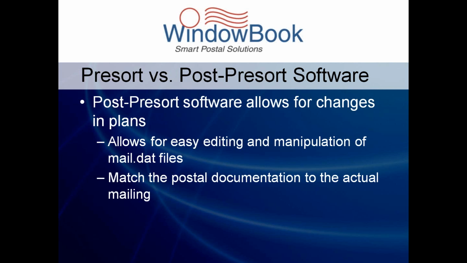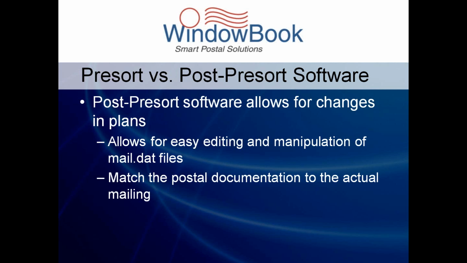Now, during the physical preparation of the mail, pieces may get damaged or spoiled and get pulled from the mailing. Sometimes they get reprinted and manually inserted back into their proper handling units, but most of the time they simply get pulled and either mailed separately or just not mailed at all. Once again, post-PreSort software can be used to edit the mail.dat file so these pieces are not reported as part of the mailing and postage not wasted on them.